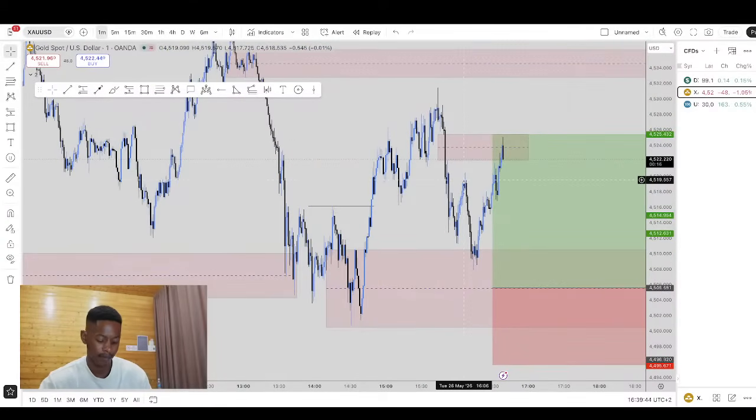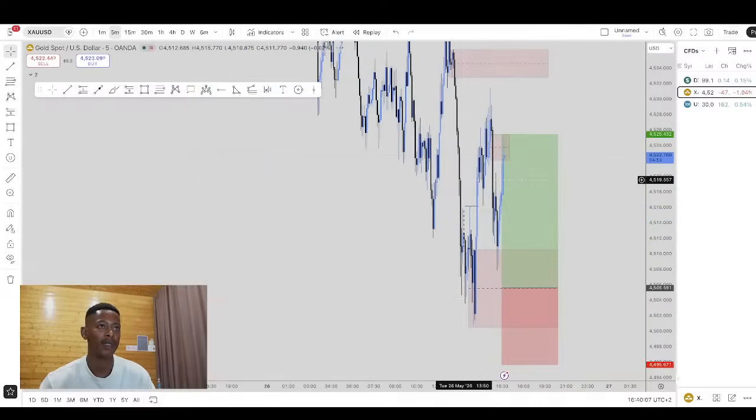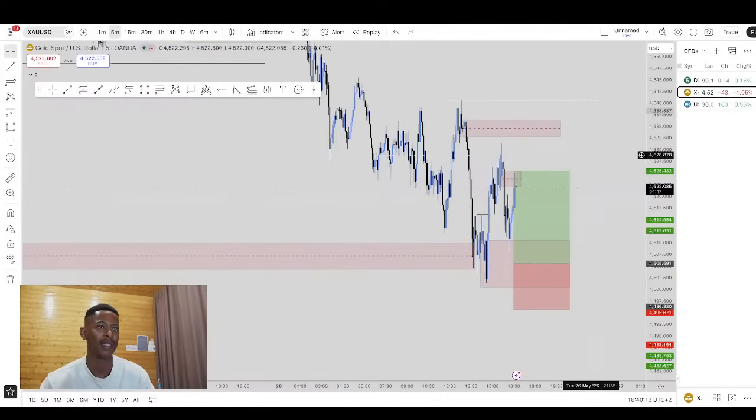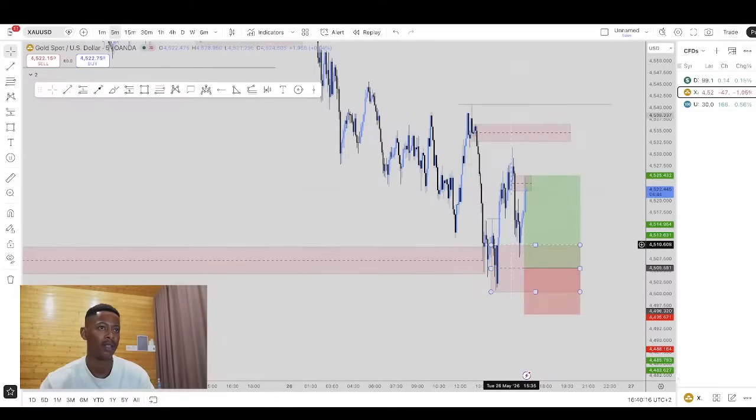Okay, let's see what it's doing here. Okay, let me see 5 minutes, what 5 minutes is saying. I feel like this was just going to be a nice buy if I maybe took it here. What I would be doing now is locking in profits somewhere here. If I executed this buy here, I would just lock in profits here, just here. You see?